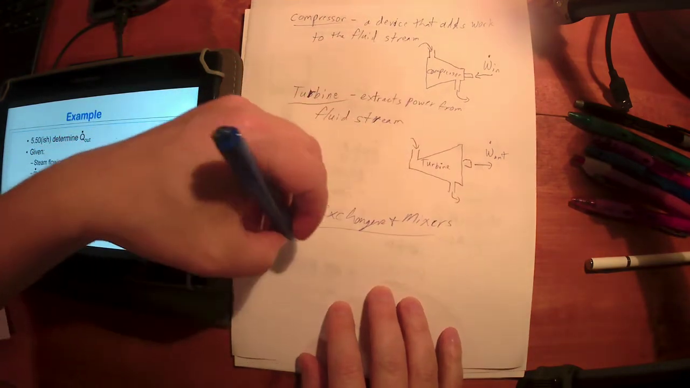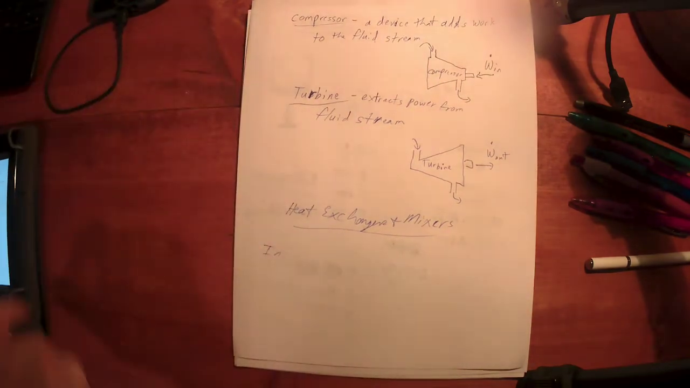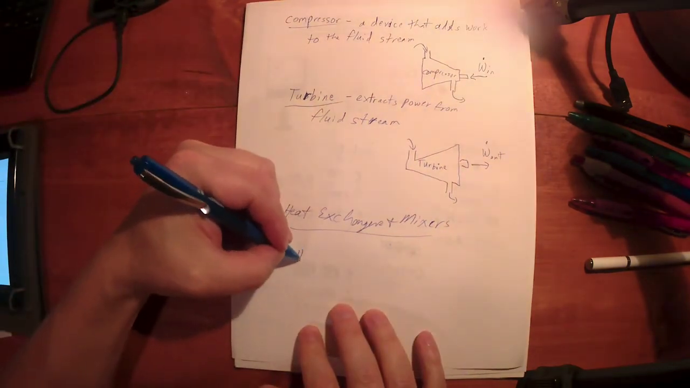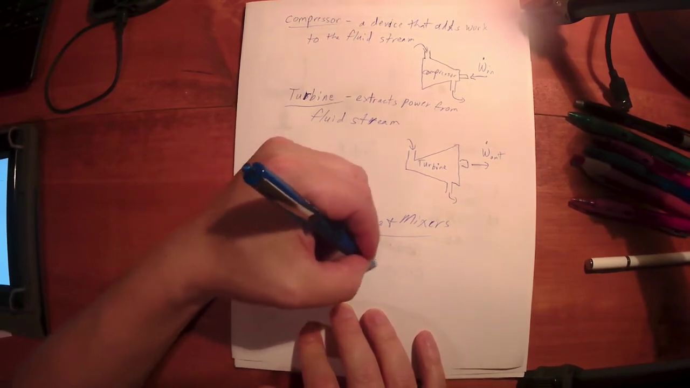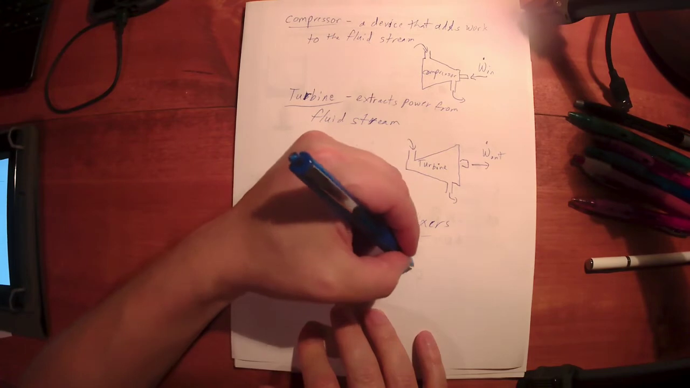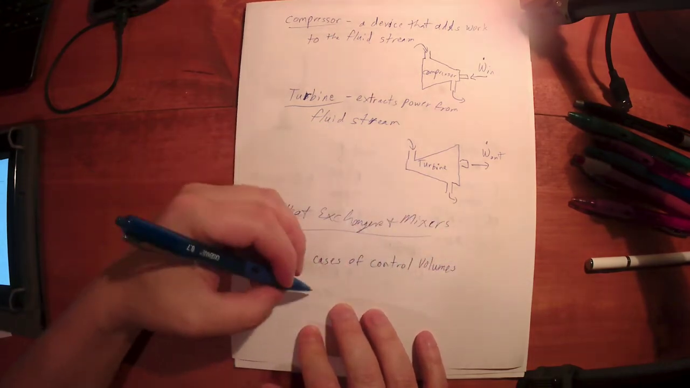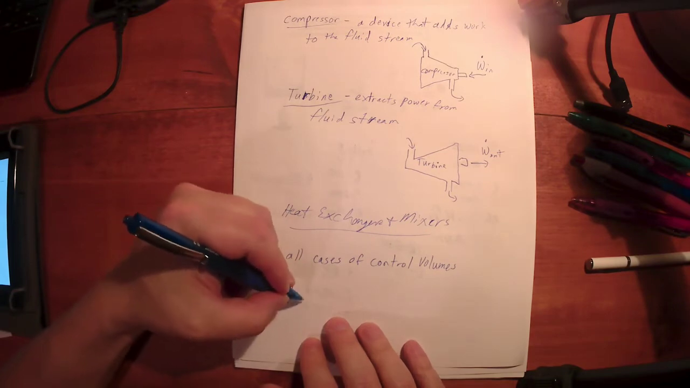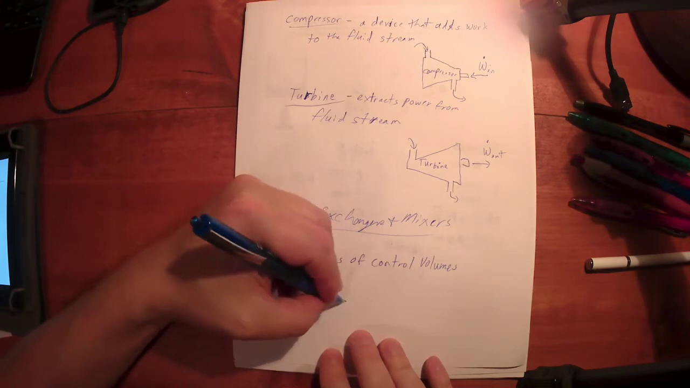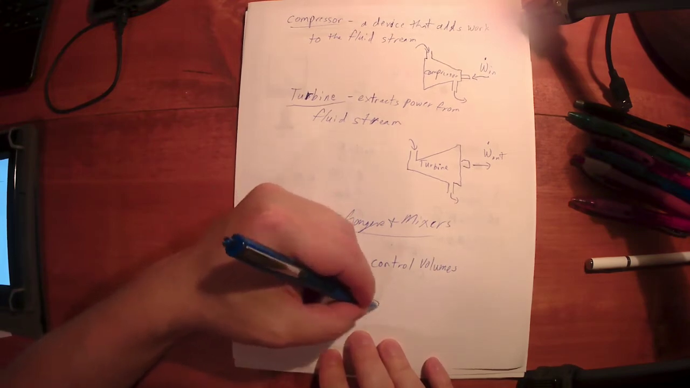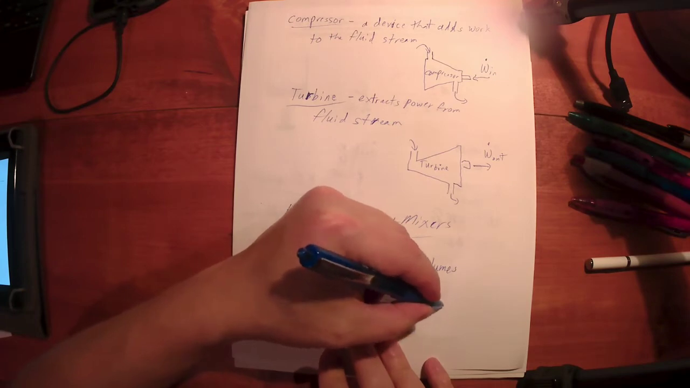Right? In all cases of control volumes, what we're going to find is that the change in enthalpy from the inlet to the outlet is going to be much, much greater than the change in potential energy.